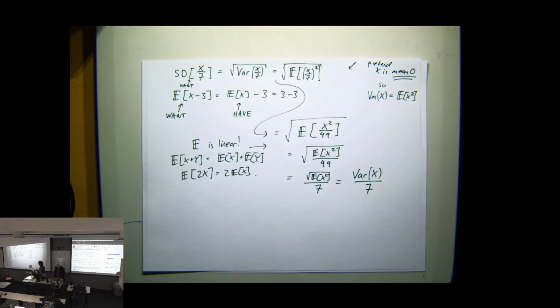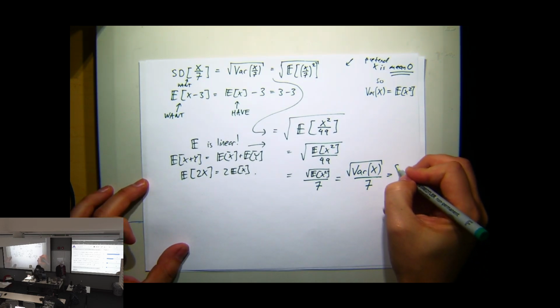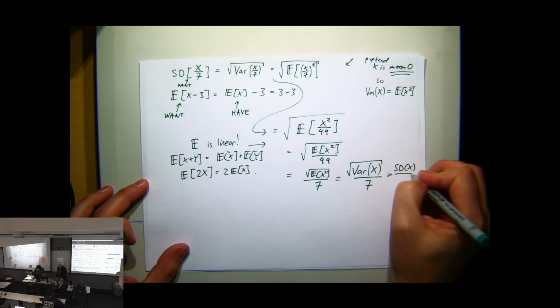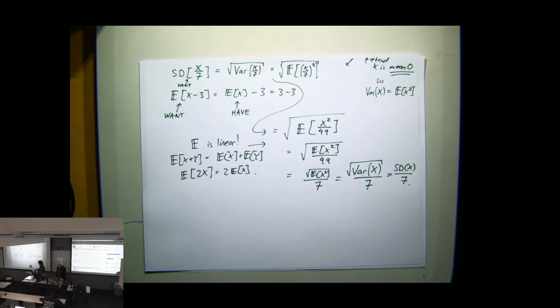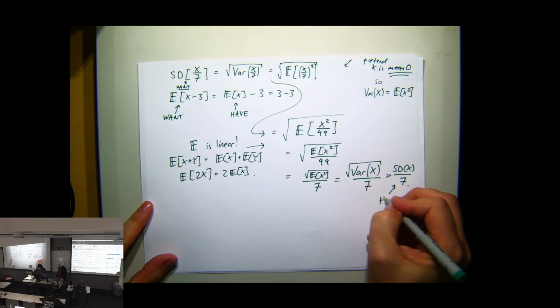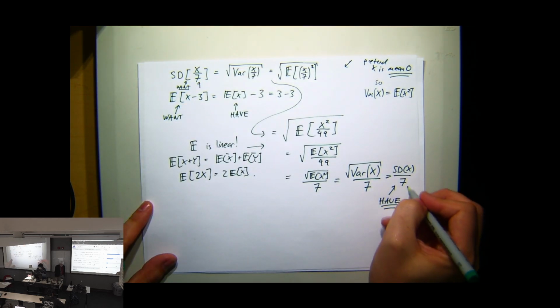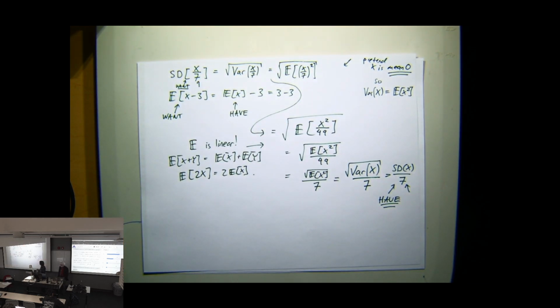So a whole bunch of algebra operations. This is the square root of the variance, which is the standard deviation of x, divided by 7. So a whole bunch of algebra operations to take what we wanted and turn it into what we have. And the punchline is that if you divide by 7 inside the standard deviation, you divide by 7 outside the standard deviation.